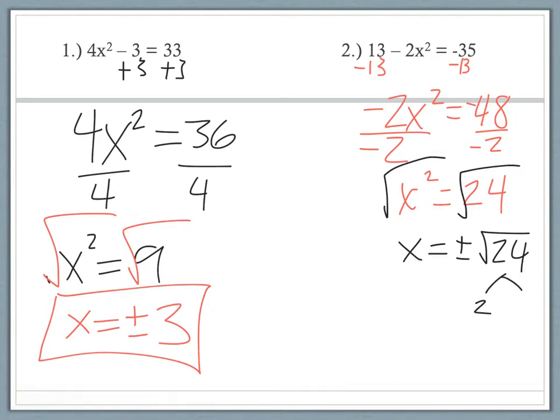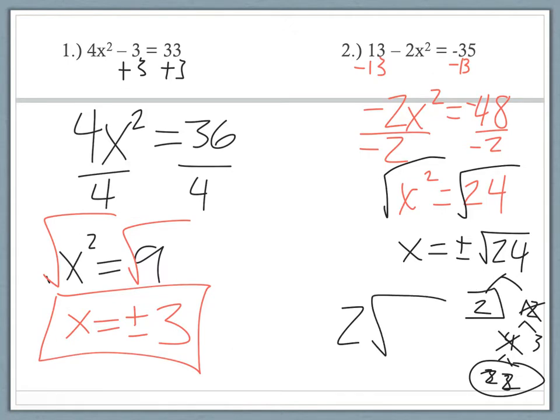So let's break this down. This is 2 and 12. Okay, 12 is 4 and 3, and 4 is 2 and 2. Now I'm going to go ahead and cross these off so I don't use them again. So there's my pair of 2's. So a 2 is going to go on the outside. And then I'm left with a 2 and a 3. So we multiply those, so I have 6 left on the inside. Okay, so x equals plus or minus 2 square root 6.